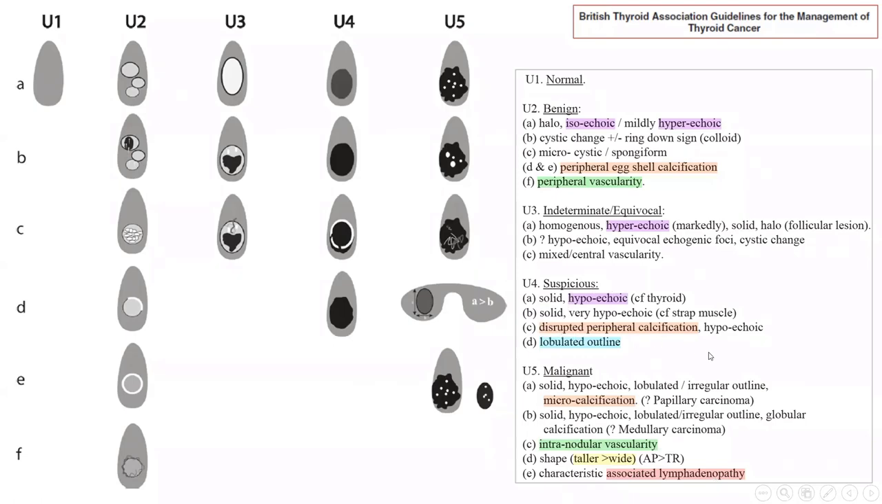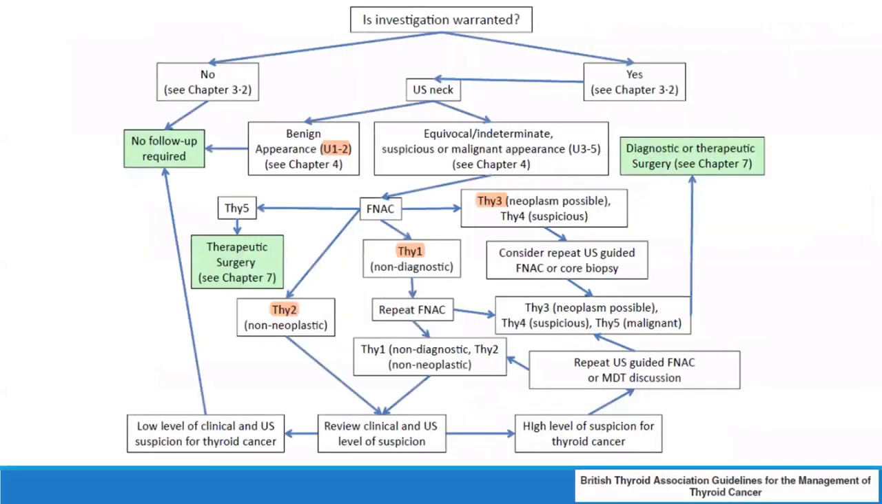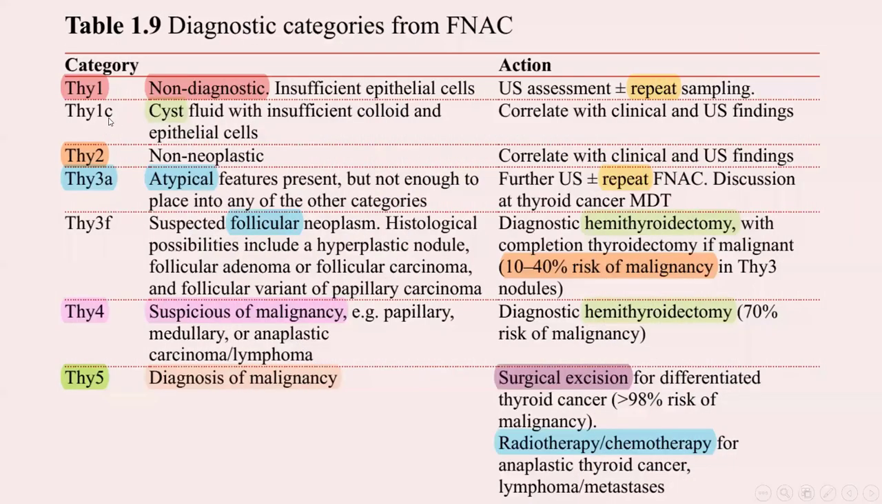Disturbed peripheral calcification. And don't forget the Thy system: U1 and U2 need no follow-up, except if there is a suspicious feature or risk factor for thyroid cancer. And U3 to U5 need fine needle aspiration biopsy. And don't forget that Thy1 is non-diagnostic, repeat fine needle aspiration biopsy. Thy1c cysts, you correlate with the clinical and ultrasonographic findings. But a pure cyst is a benign nodule.